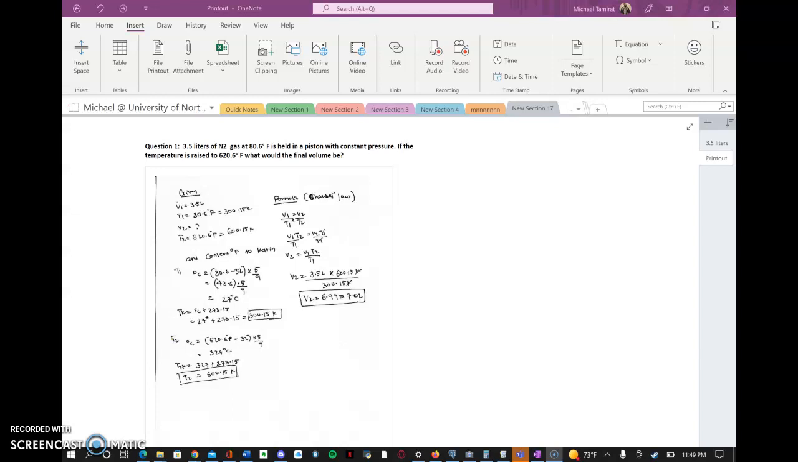To do that, we will subtract 32 and multiply it by 5/9, and we'll get 27 degrees Celsius. So 27 degrees Celsius plus 273.15, that would be 300.15 Kelvin. That would be our temperature 1.